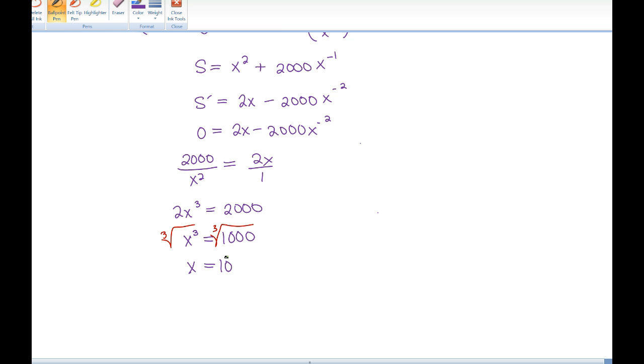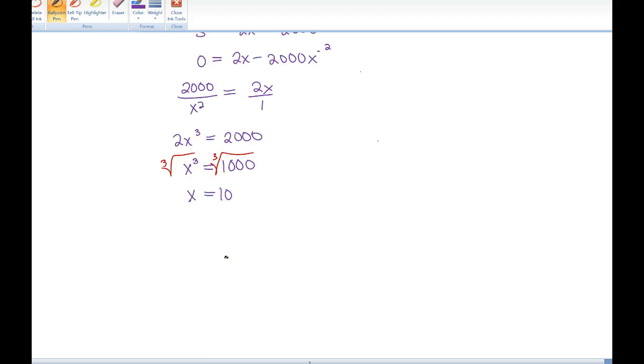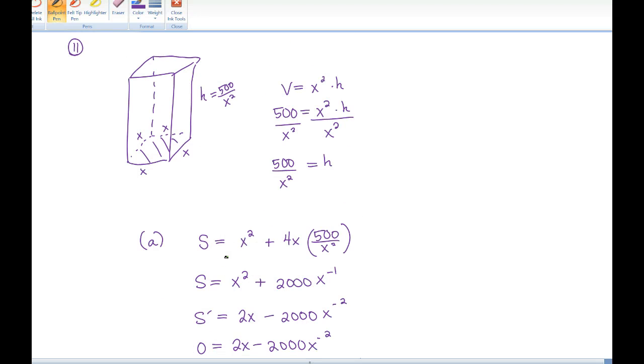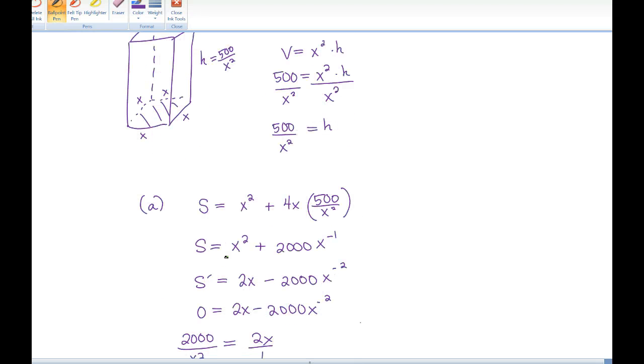Okay, so again, you can verify that 10 is going to be a minimum. So if x is going to be 10, if we go back to the dimensions that we need, it's going to be 10 feet by 10 feet by, and then plug in 10 feet, so that's going to be 500 over 100, so that'll be 5 feet.